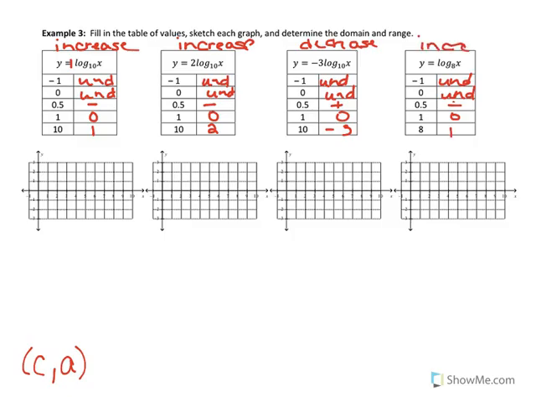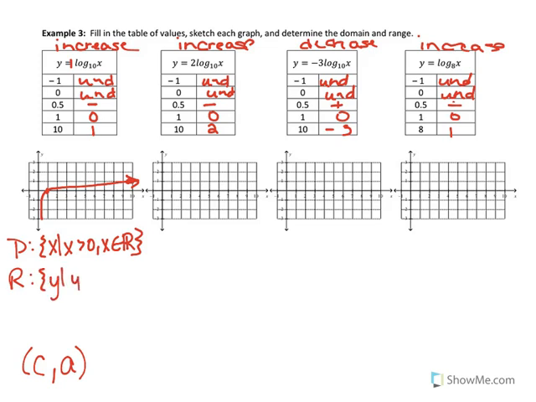Only one's decreasing. So to graph it, very easy, 1 and 0, and c, comma a, so 10 and 1, and then actually go through the point, unlike what I just did. Alright, so our domain is x is greater than 0, and our range is y is an element of the real numbers.